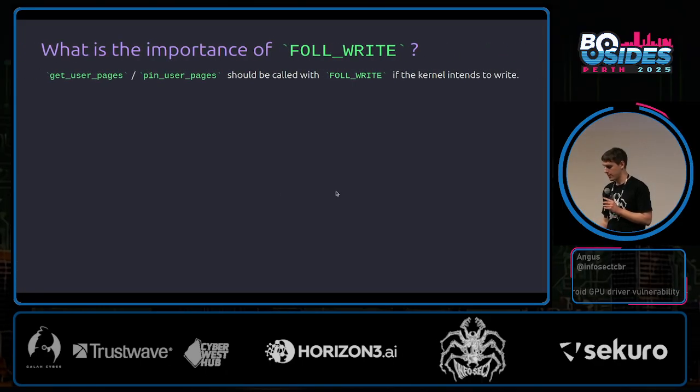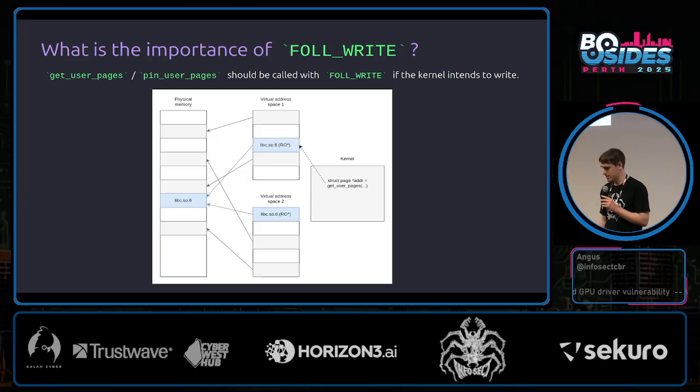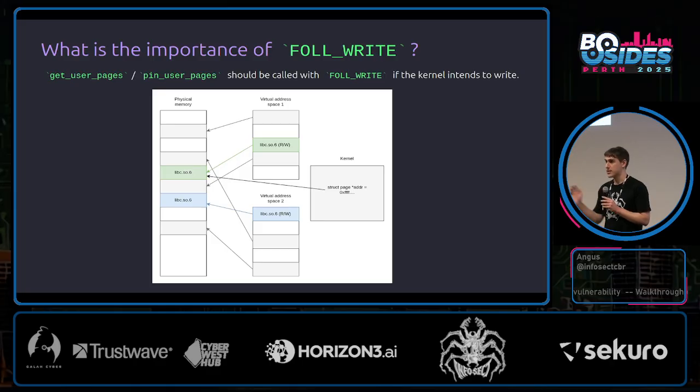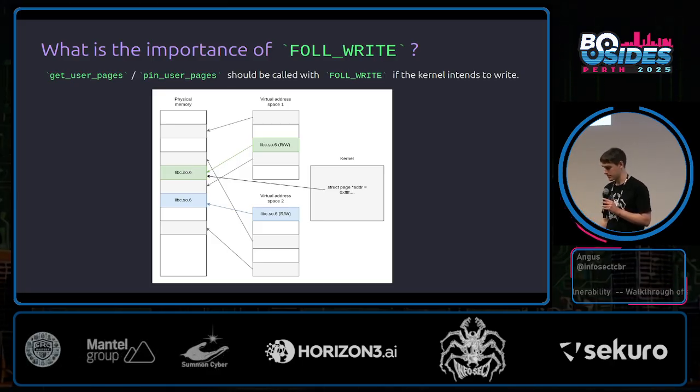And so this is where the FOLL_WRITE flag comes in. If the kernel intends to write, you should pass FOLL_WRITE to get_user_pages, and what the kernel will do is it'll notice that it's a shared copy-on-write mapping and trigger that copy-on-write mapping to be duplicated so that each process has its own independent copy. This means that when the kernel gets a pointer to the underlying physical memory, it's a separate copy, so it's safe to both read and write to without breaking any security guarantees.